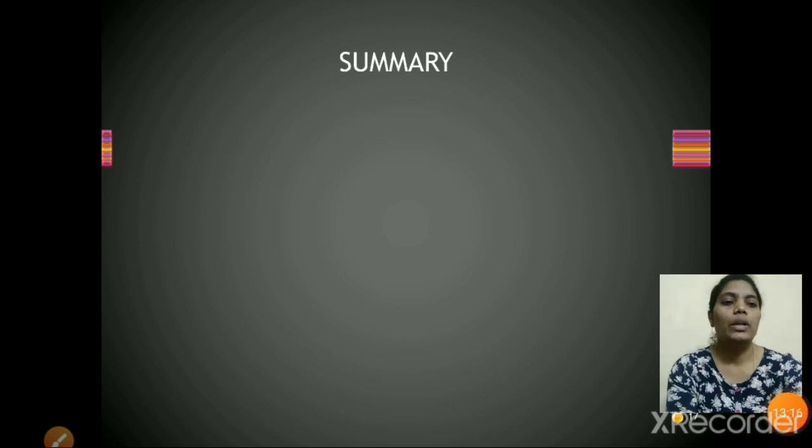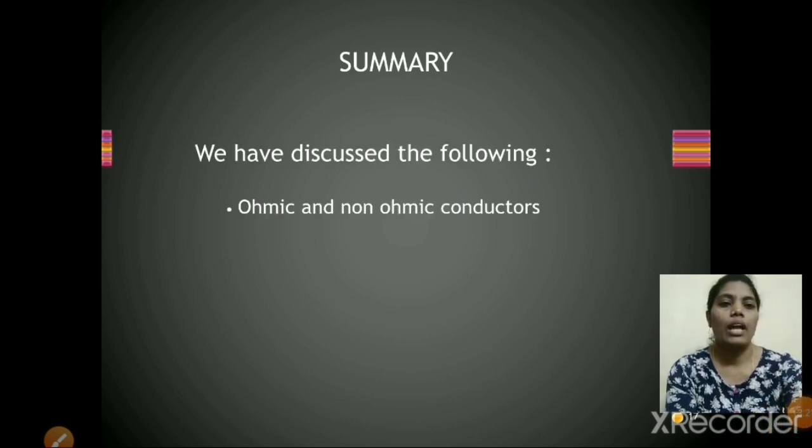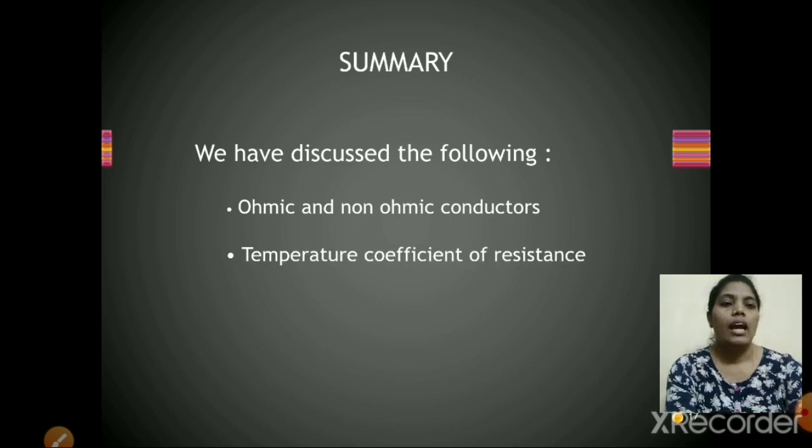So this is what we learned in today's session. Let us summarize what we learned. We have discussed ohmic and non-ohmic conductors, and also we learned about the temperature coefficient of resistance.